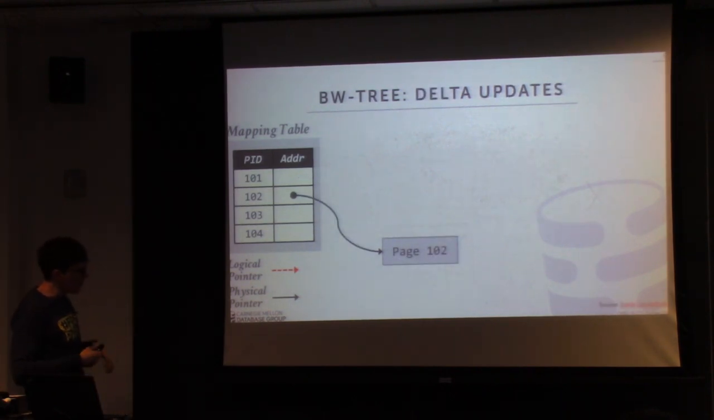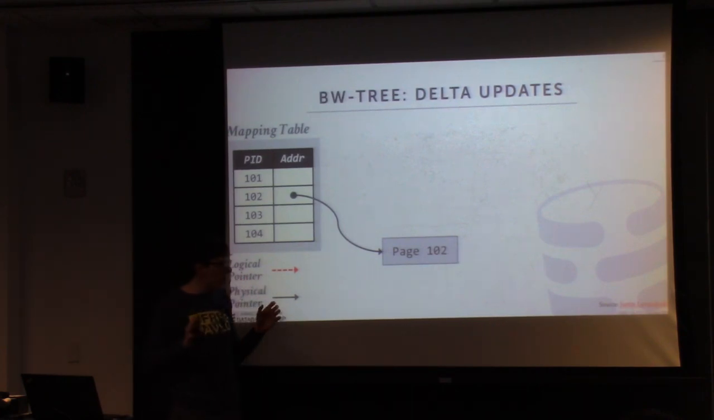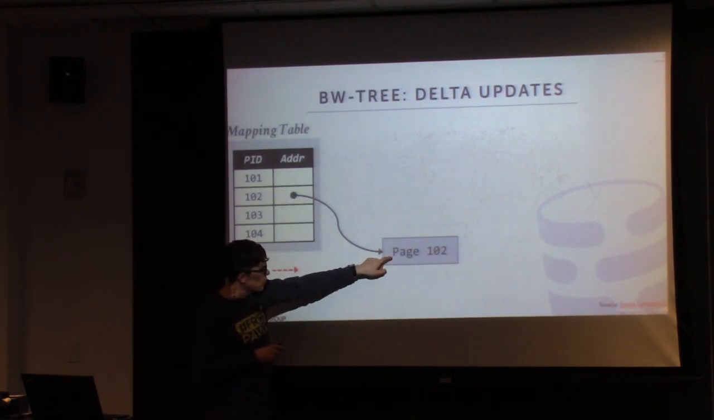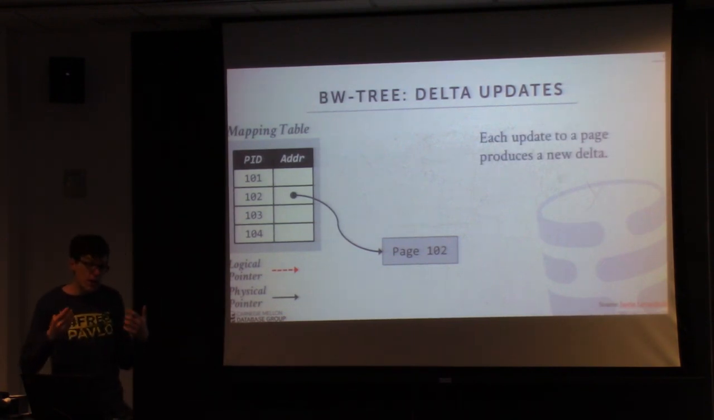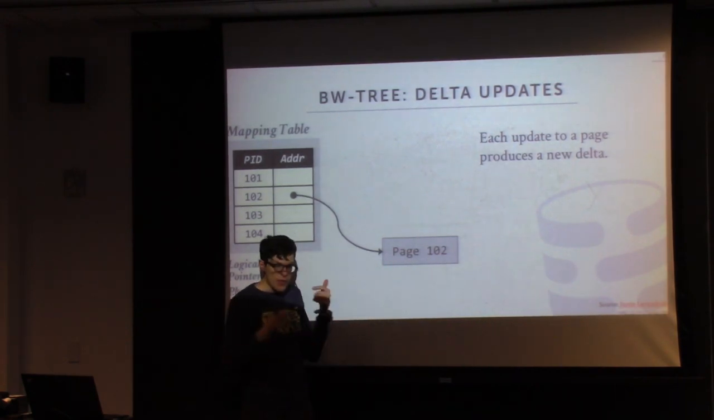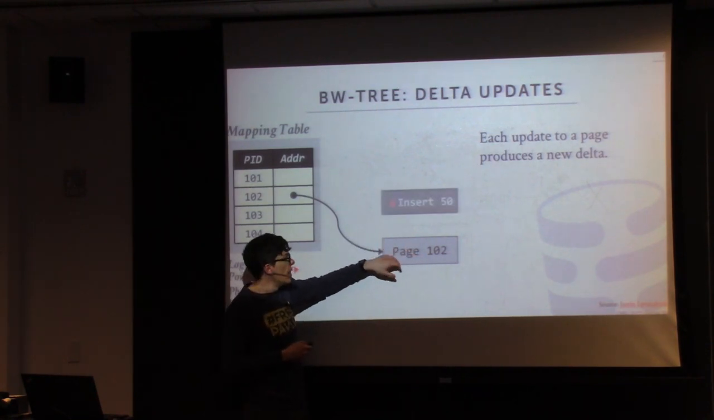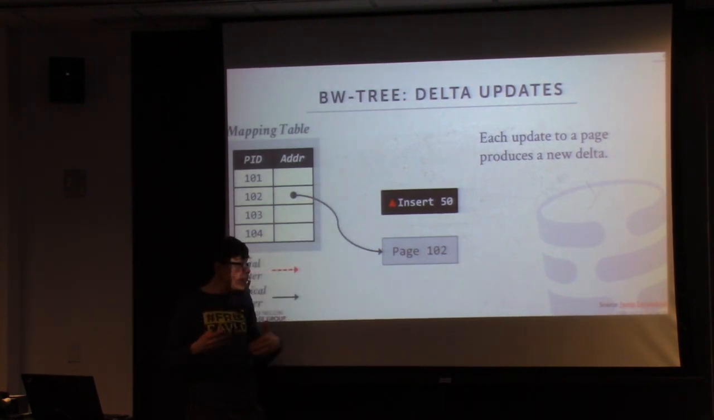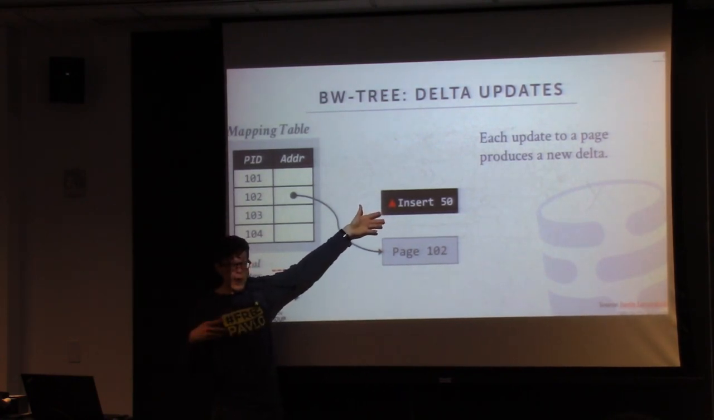So let's see now how the delta records work. We'll keep it super simple. Say we just have a single page in our index, page 102, and of course in our mapping table we have a mapping to the physical address where it's located. When a thread comes along and wants to modify a key or key range that's maintained by this page, whether it's an insert, update, or delete, it doesn't matter, instead of actually modifying the page itself, it's going to append a delta record. The delta record specifies what operation the thread did that modified this page. So in this case, I want to insert a key-value pair with the key 50.